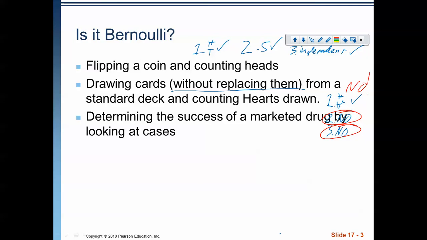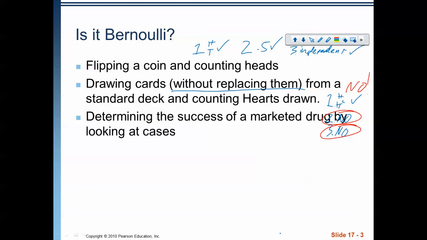So, determine the success of a marketed drug by looking at cases. Number one, are there two possible outcomes? Yes. It works or it doesn't work. Number two, is the probability of success constant? Well, let's see. Is it the same for each one? That one's kind of hard to determine. For each person, would that probably be the same? Ooh, I don't know if we can say anything about that one. I'm going to say a tentative, maybe a no.